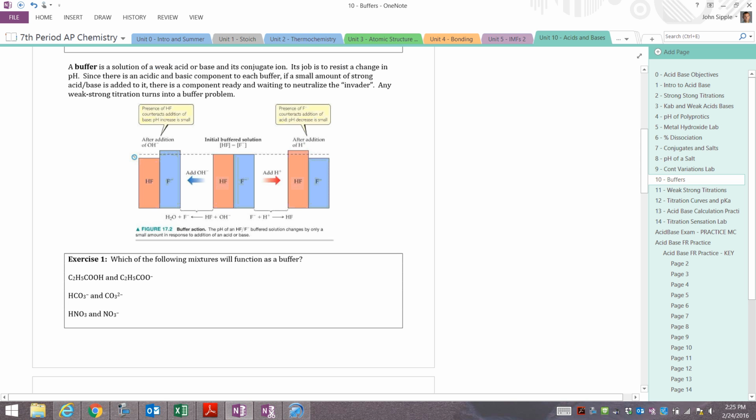Now the way it does that is it has a weak acid or base and the conjugate in solution together. So if I were to draw that out, we have HA as my weak acid, and it's in water. Actually, I won't draw it with water. I'll just draw the dissociation of it. HA dissociates to form H plus and A minus. So you've got your weak acid and the conjugate base.